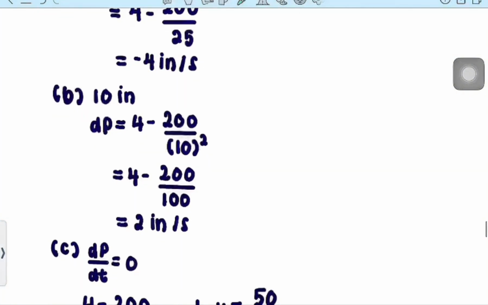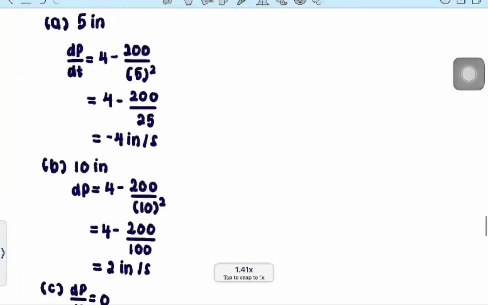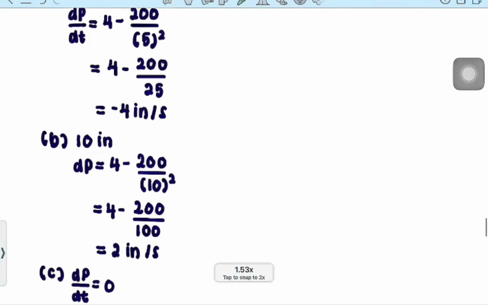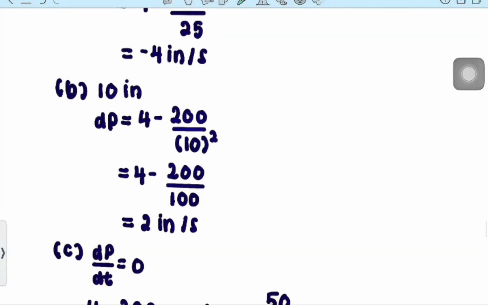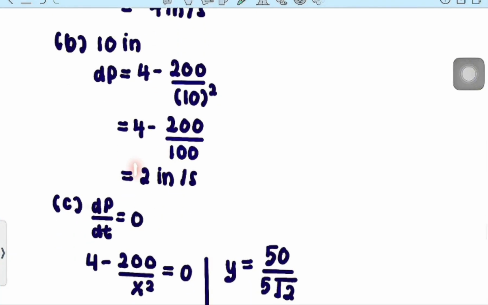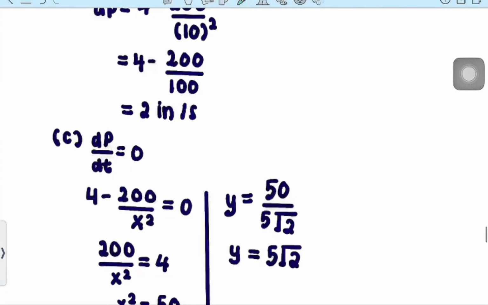So for B, it's same like A. The question wants to know if x equal to 10 inches. So we just insert like the previous one, but this one we get the positive one, meaning that the perimeter is increasing.